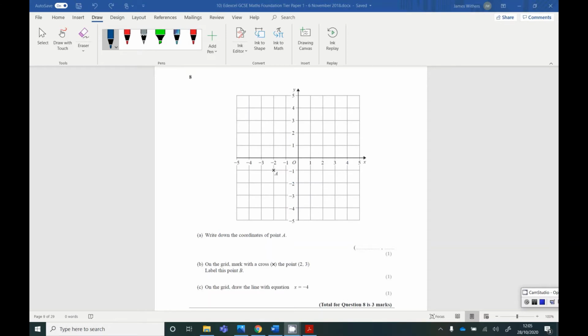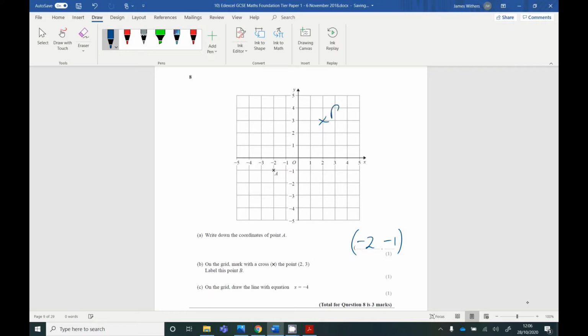Question 8. So write down the coordinate of point A. Well, that's 2 to the left, so that's -2. You always go along the corridor first of all, either to the left or the right. And then it's 1 down. Down is a minus. So that's -2, -1. On the grid, mark with a cross the point 2, 3. So that's 2 to the right and 3 up.